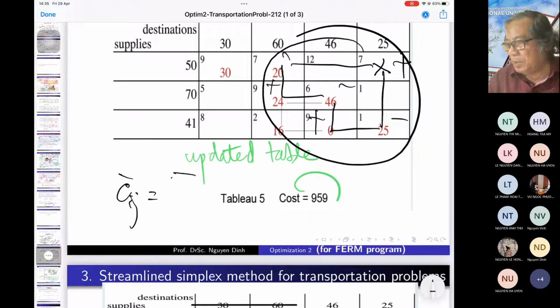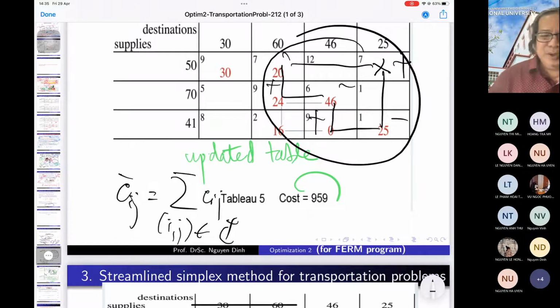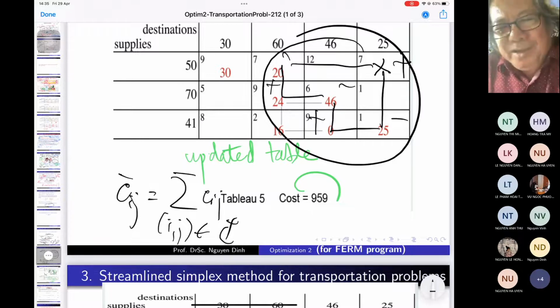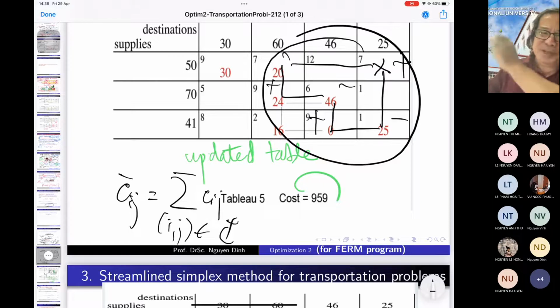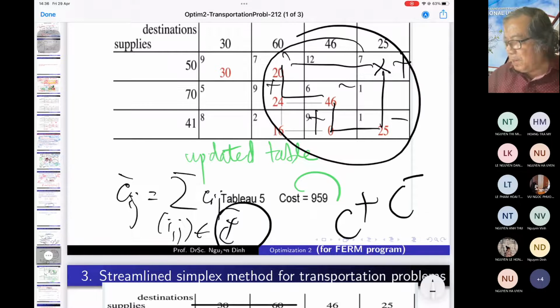In this case, for the cell with the plus, you have C bar ij equal to the sum of Cij with ij belonging to C plus. How do you define this? If you have 100 columns and 100 rows, how do you tell the computer to find the cycle here, where the cell you enter is plus, and the next one is minus, and so on?